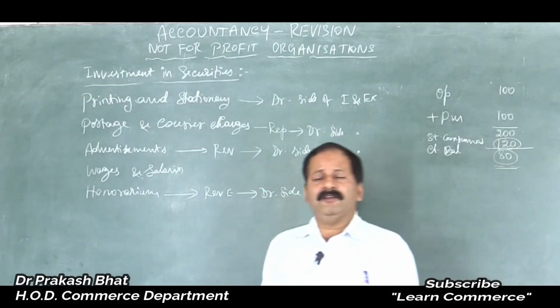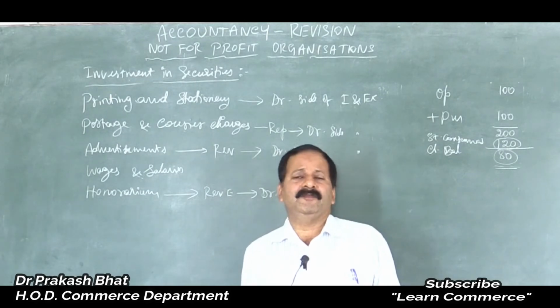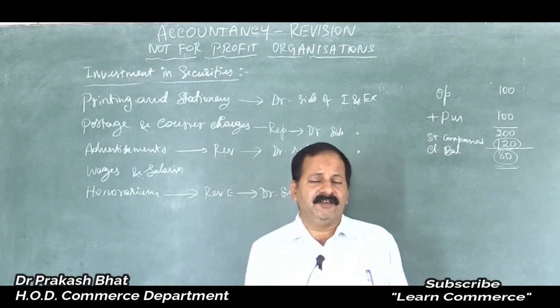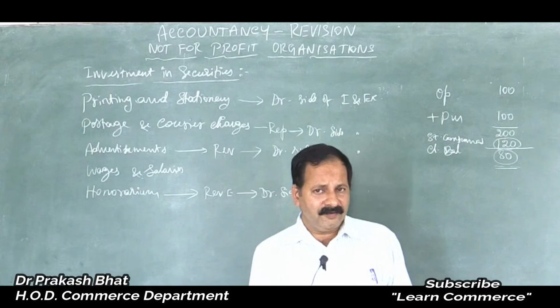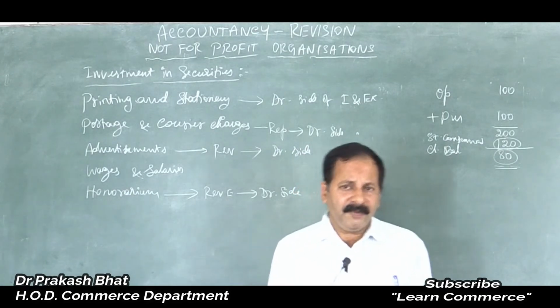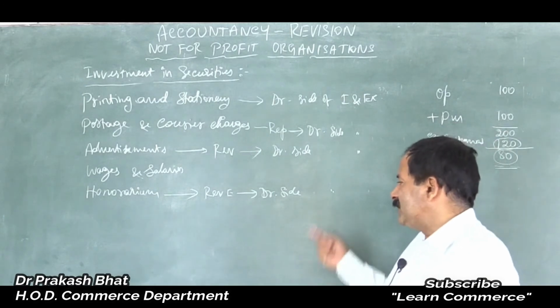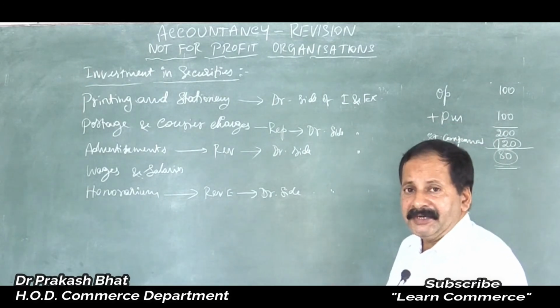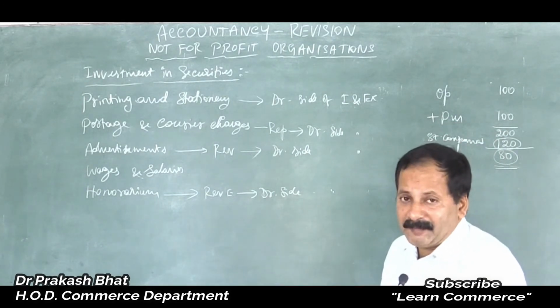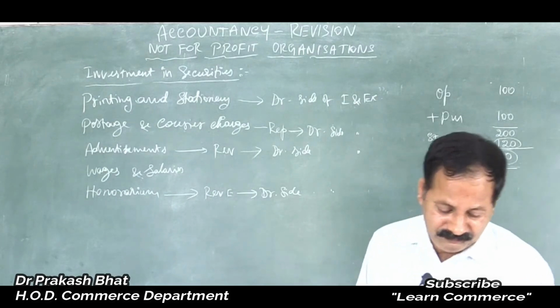Those periodicals, when we subscribe and when we purchase, every month we have to pay the bill, right? We have to pay the bill. So it is repetitive in nature and it is an expenditure, so it should be entered on the debit side of income and expenditure account.